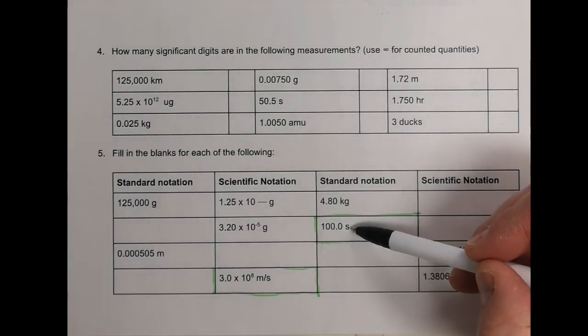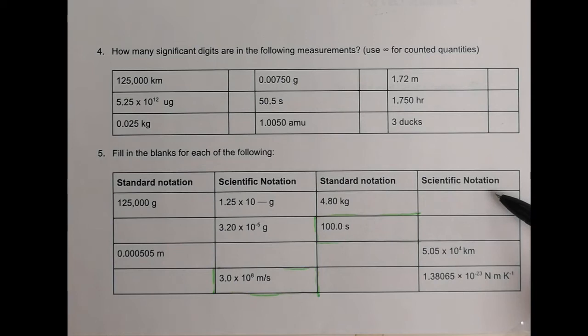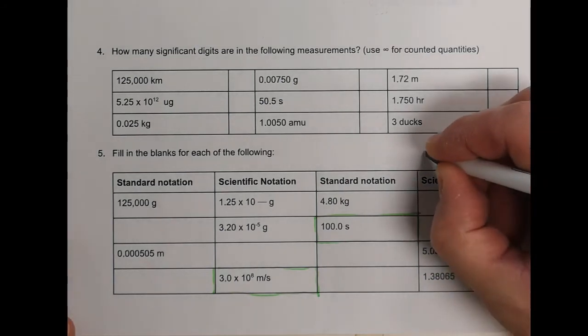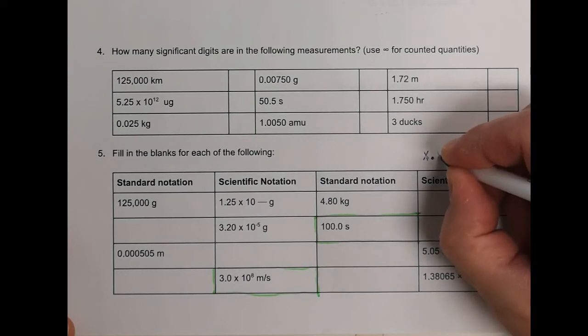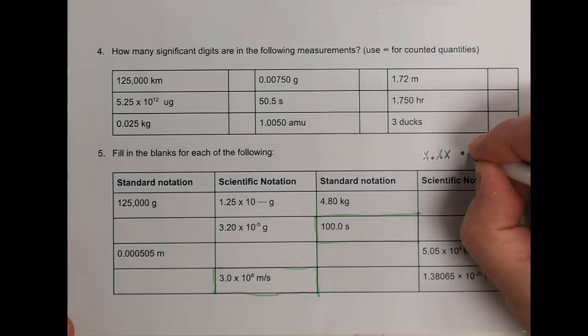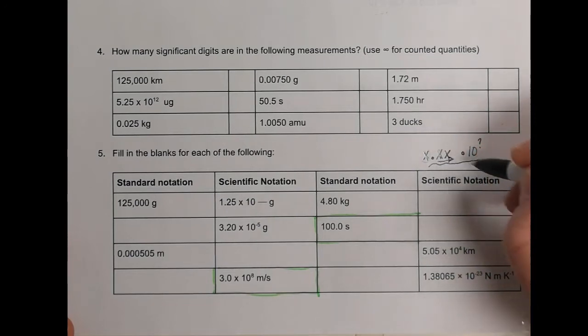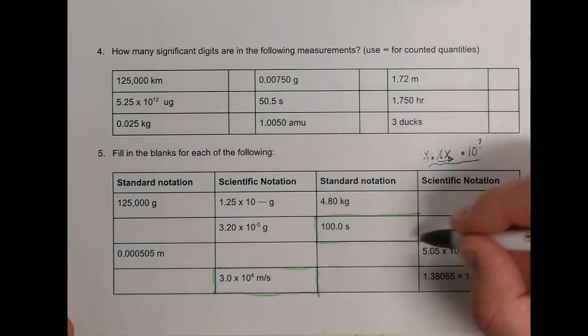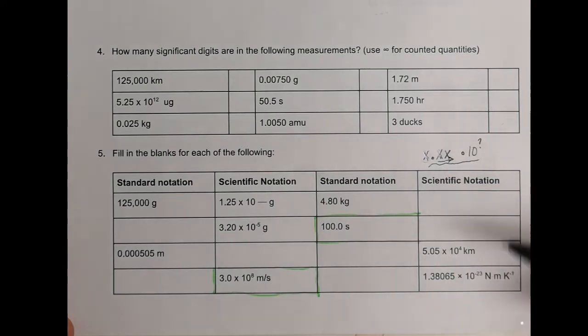The first is 100.0 seconds, and we're converting it into scientific notation. So scientific notation always involves a single digit in the ones place, and all remaining digits trail the decimal. We multiply this by 10 to some factor. So we need a single digit in the ones place, all remaining digits trail the decimal, and then we need to multiply by 10 to a power so that it is an equal value in scientific notation to the standard notation.